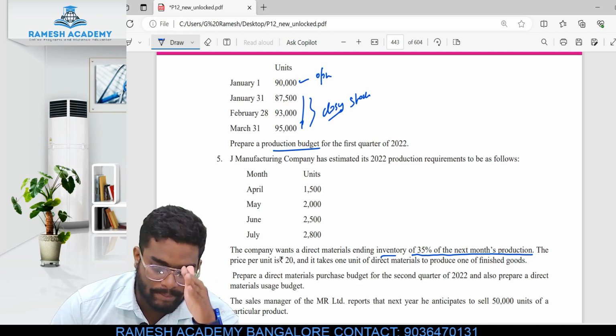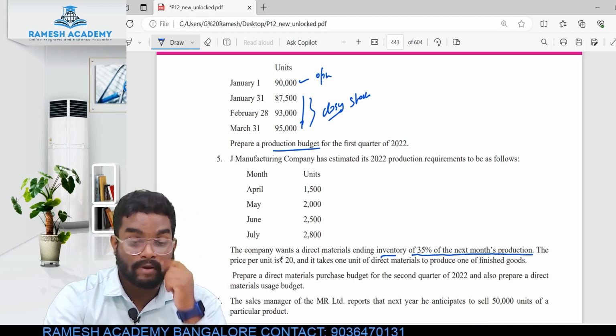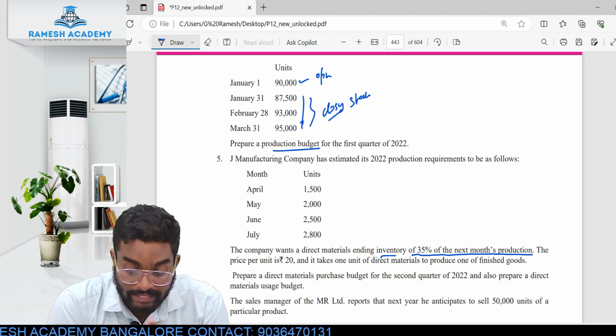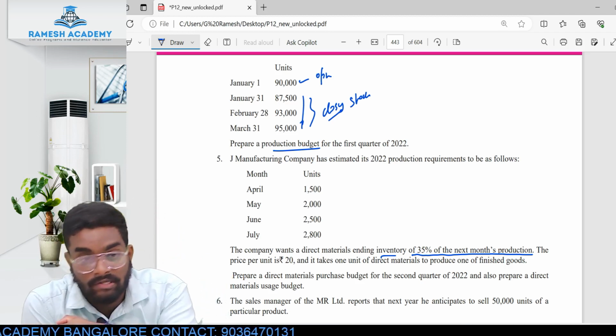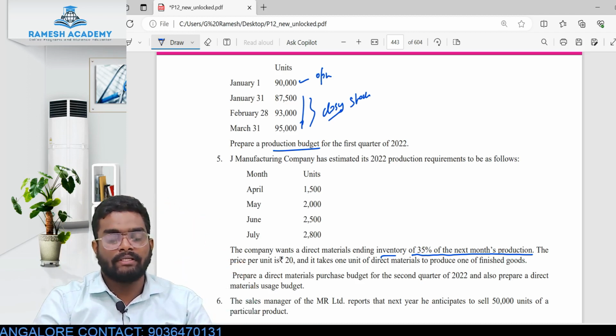So in April the closing stock should be 2000 into 35%. 700 should be your closing stock of April, because see the line tells that 35% of next month production. So if you are producing 1000 in the next month, 350 should be as the closing stock of raw material in the April month.